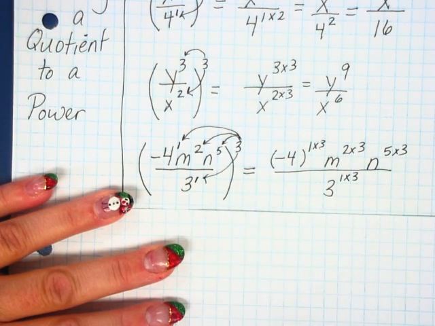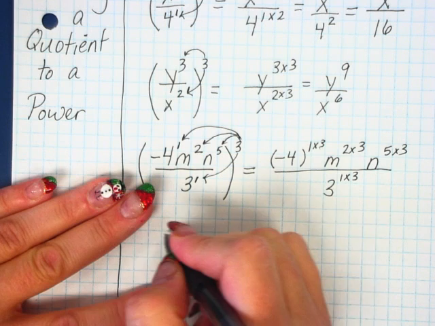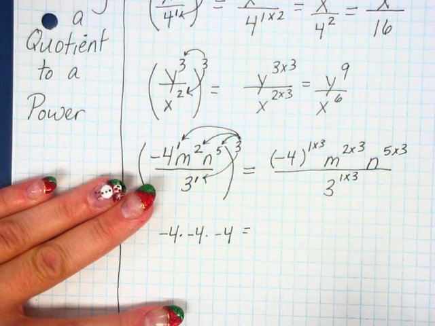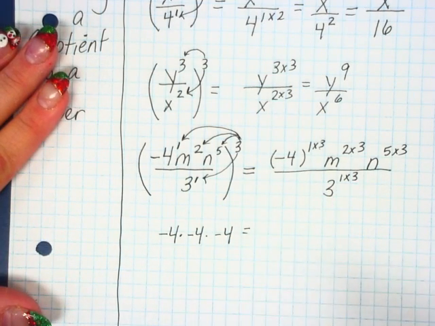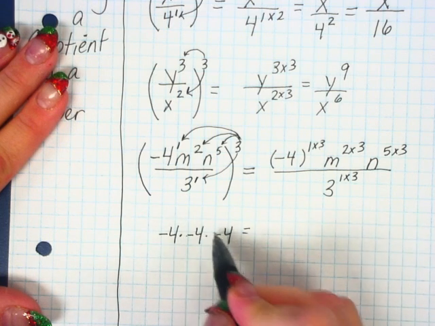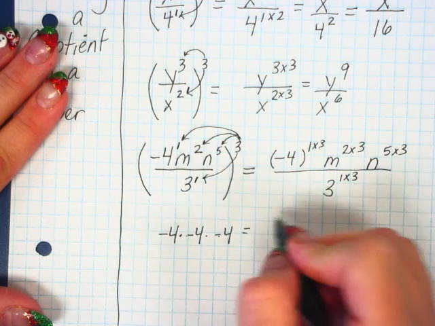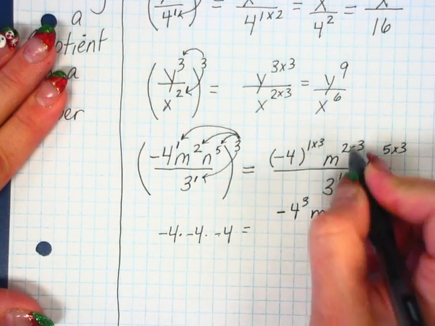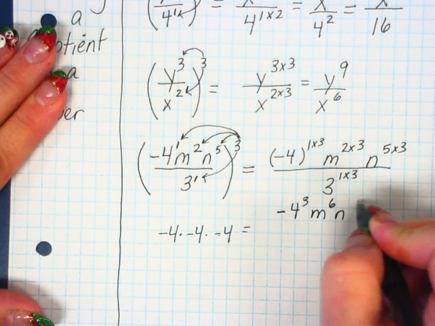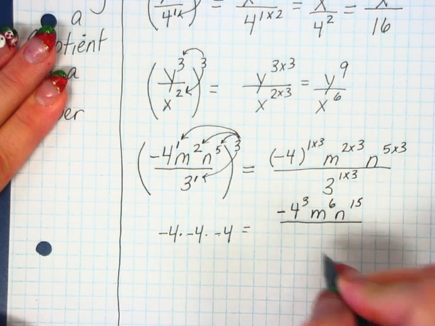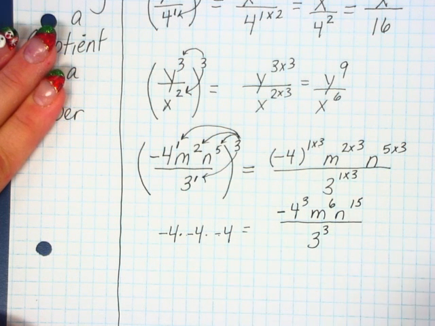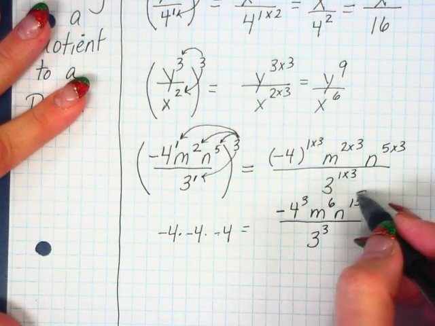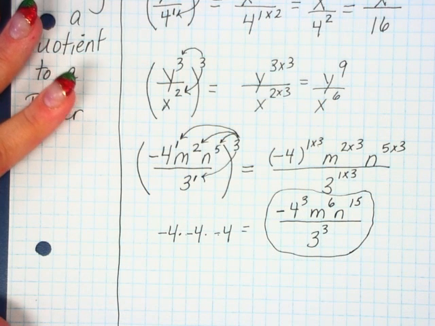If you're doing negative 4 times negative 4 times negative 4, the final answer is going to be negative. So here in a moment, when we rewrite this, I can get rid of the parentheses because a negative times a negative times a negative is a negative. So that works out. Negative 4 to the third power, m to the 6th power, n to the 15th, all over 3 to the third power. And if you wanted to, you could go ahead and do the multiplication, or you can just leave it like this, and that would be your answer.